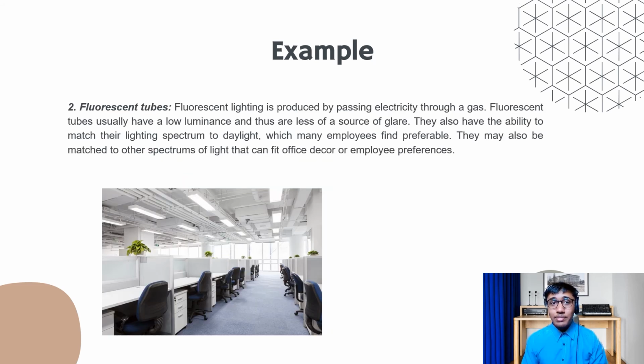The second example is the fluorescent tube. Fluorescent lighting is provided by passing electricity through a gas. Fluorescent tubes usually have a low luminance and thus are less of a source of glare. They also have the ability to match their lighting spectrum to daylight, which many employees find preferable. They may also be matched to other spectrums of light that can fit office decor or employee preference.